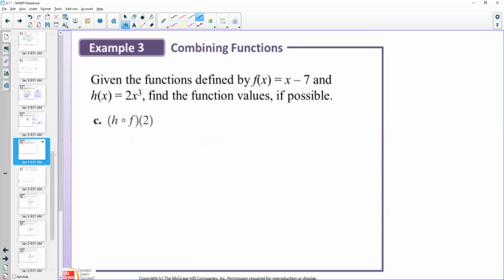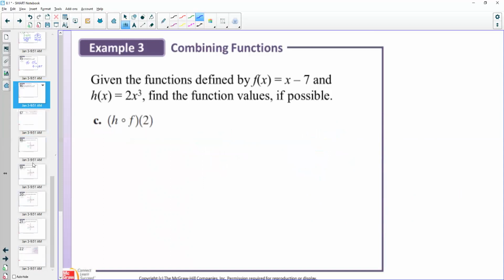Okay. All right, let's try another one. This is h of f of 2. So we're going to compose the function, and then we're going to give it a value. So I'm going to start with h, 2x cubed.